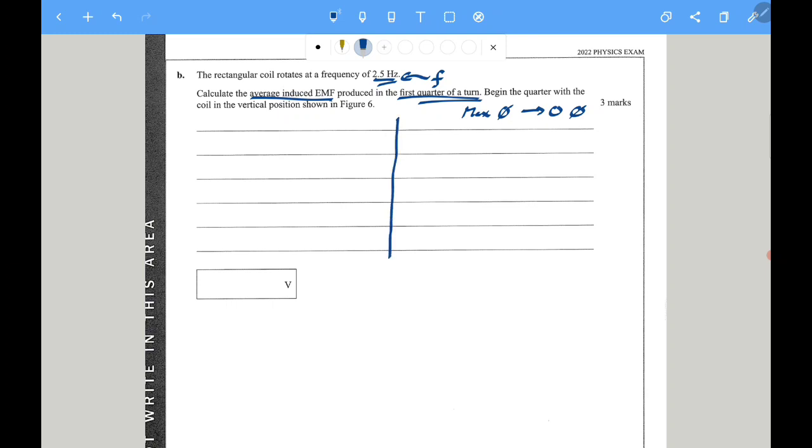First of all, we need to find our delta T value. So we can do that by taking the reciprocal of the frequency, right? So one quarter turn takes a quarter of the period time. It only takes 0.1 seconds to occur. That's another key mistake that a lot of people make. So bear that in mind.